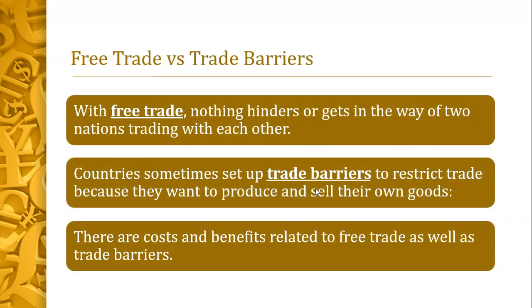Next, we're going to look at free trade versus trade barriers. So, with free trade, nothing gets in the way of people trading with each other. There would not be any trade barriers in place. Countries do sometimes set up trade barriers because they want people to buy their goods. They want to sell their own goods. Oftentimes, that's why you'll see an import tax on a good coming from a different country, because the host country is trying to encourage people to buy the products from within. There are costs and benefits related to free trade as well as trade barriers.